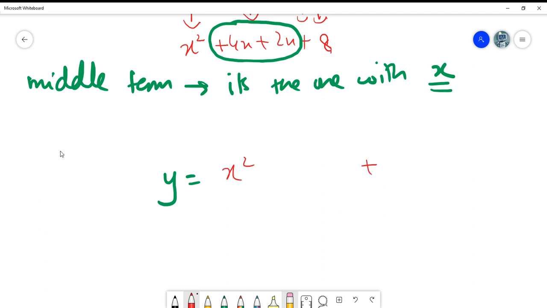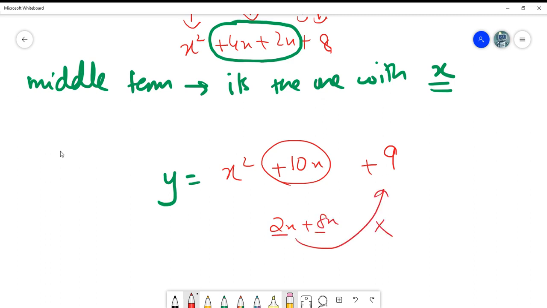What will I do here now? For instance, I have this as the quadratic equation. Remember, this is a quadratic equation because the highest power of x is 2. Now, if I want to split 10x, I have many options. I could split this as 2x plus 8x, but 2 times 8 is not 9. So this is the wrong option.